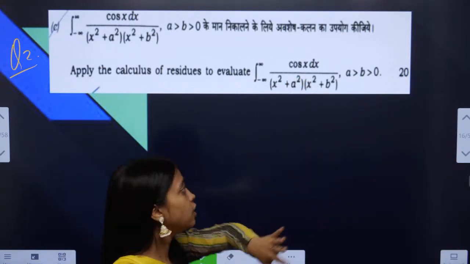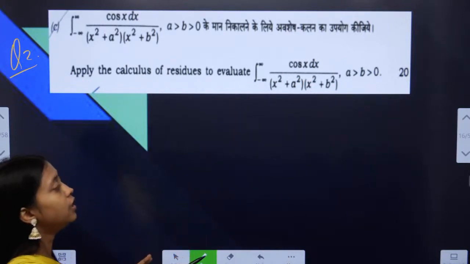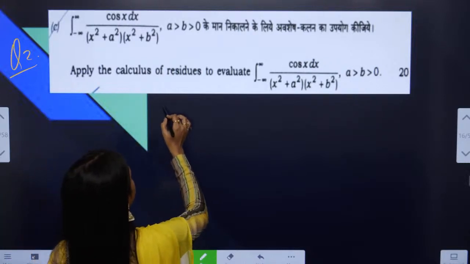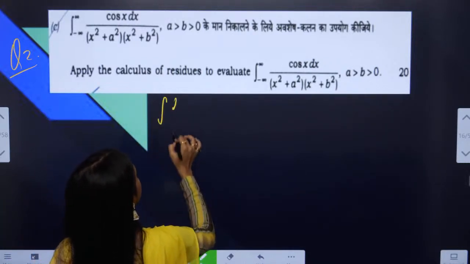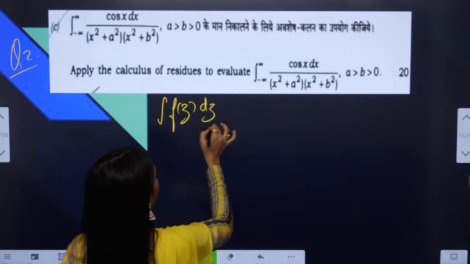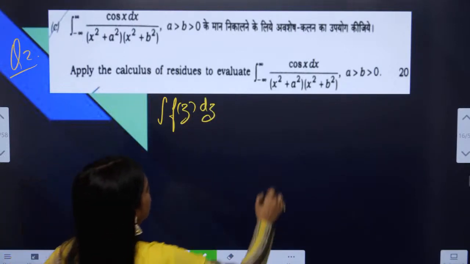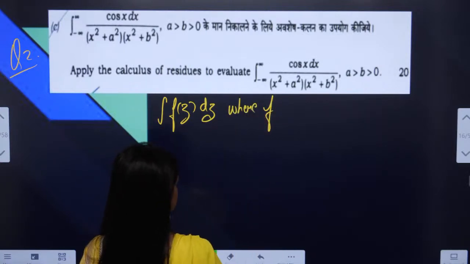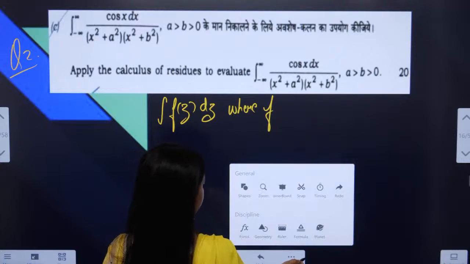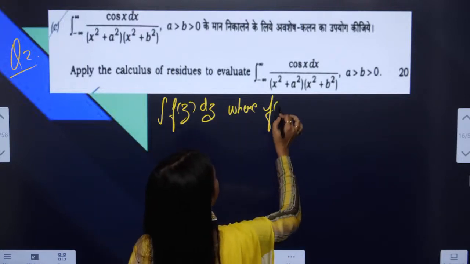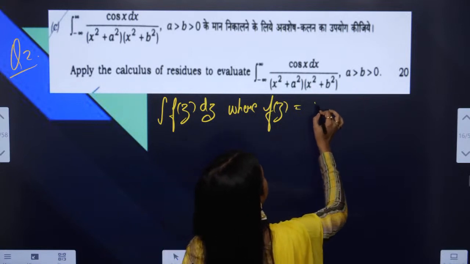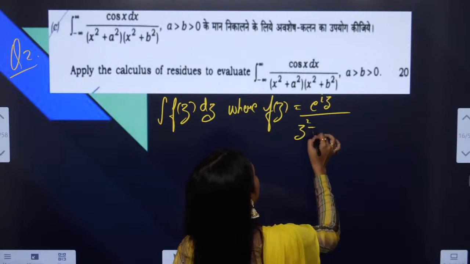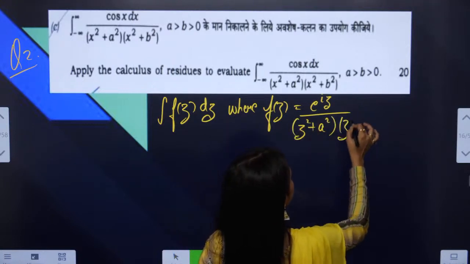Got the idea? So, you have to consider an integral in the complex plane. Let us start with the integral of f(z) dz, where f(z) is e raised to the power iota z upon (z square plus a square)(z square plus b square).